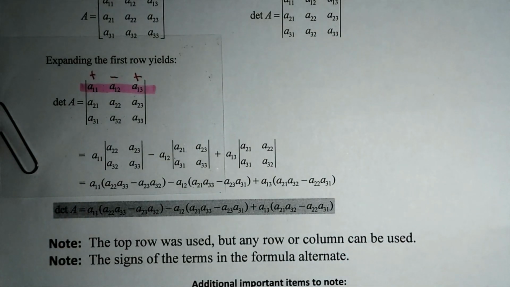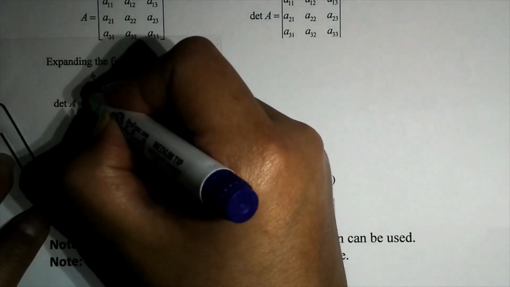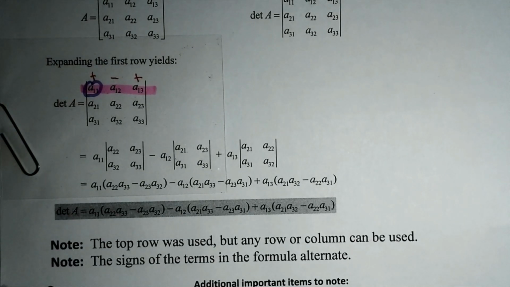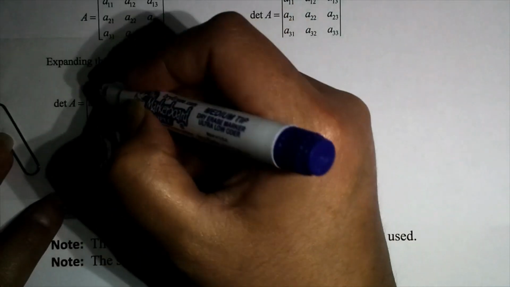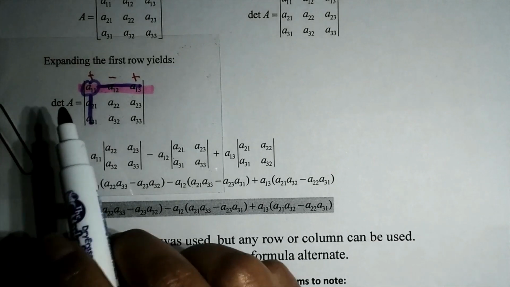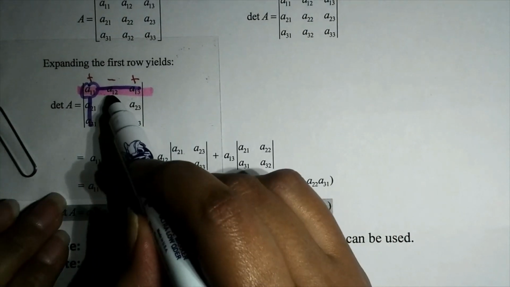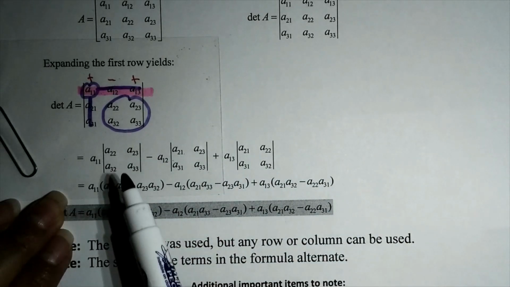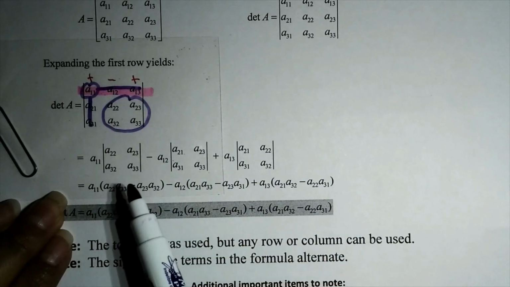Okay, so what are we going to do? If we expand the first row, we're going to take that element, so that's A11, and multiply it by its minor. So pretty much that is the determinant formed when we cross out that row and column. Okay, so that will give us A11 multiplied by the determinant of the 2 by 2 matrix with the elements A22, A23, and you can read the rest.